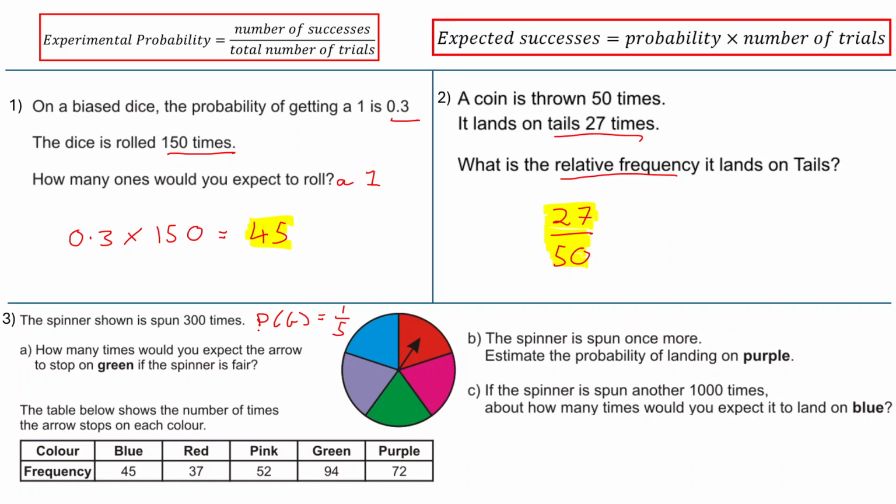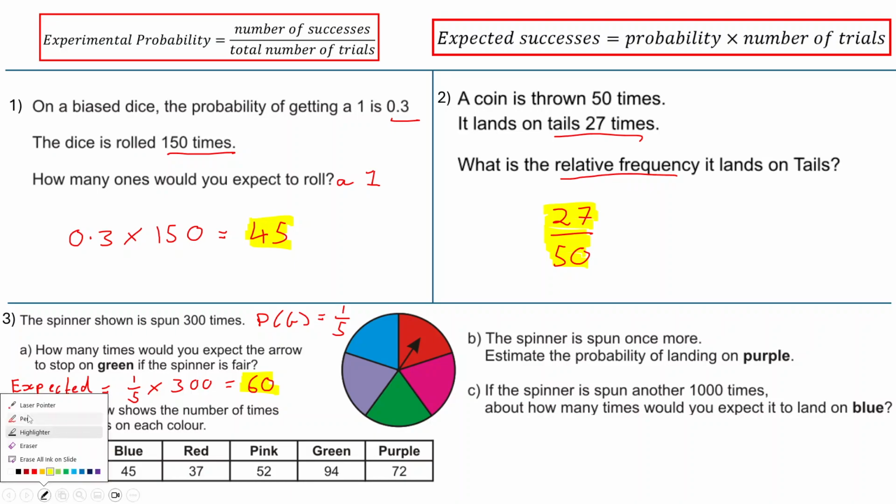And expected successes, we should really write that as the formula. Expected is going to be equal to your probability, in this case, of getting a green, which is 1/5. And we're timesing that by number of trials, which is 300. So 1/5 of 300 is going to be equal to 60. So 60, that is our first answer. You would expect to get a green 60 times, which makes sense, right? If there's a 1/5 chance, 300 spins, 1/5 of 300 is equal to 60.